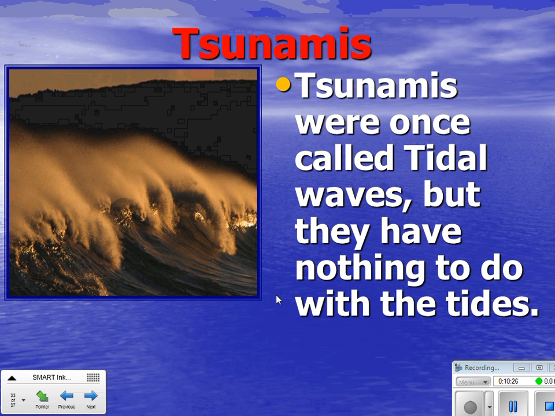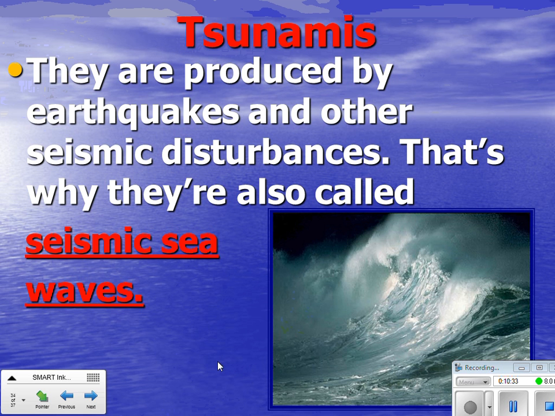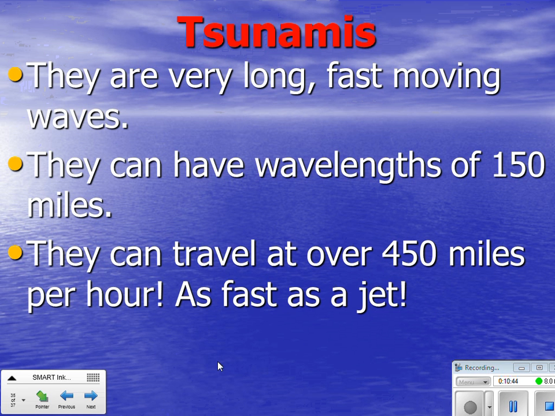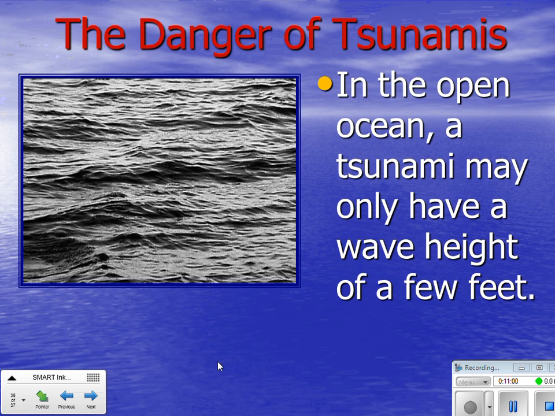And then thinking about tsunamis. Tsunamis were once called tidal waves, but they don't have anything to do with the tides. They're produced when an earthquake or other seismic disturbance occurs, and it shakes up the water, and then it causes one big wave to occur. They're very long, fast-moving waves, and they can have a wavelength of 150 miles. And they can travel at speeds over 450 miles per hour, which is as fast as these big planes go, or as fast as a jet goes.